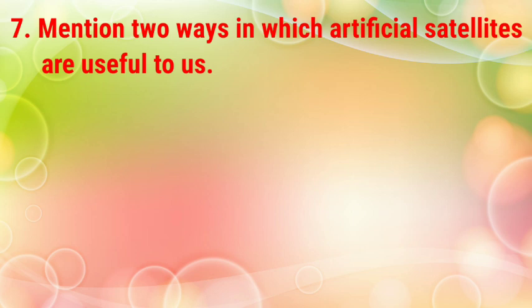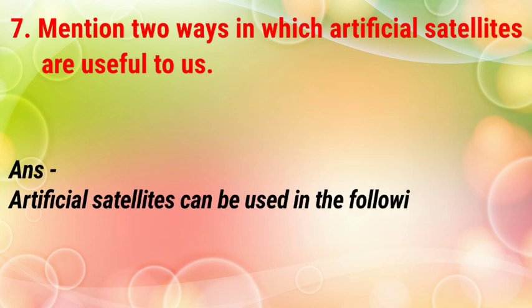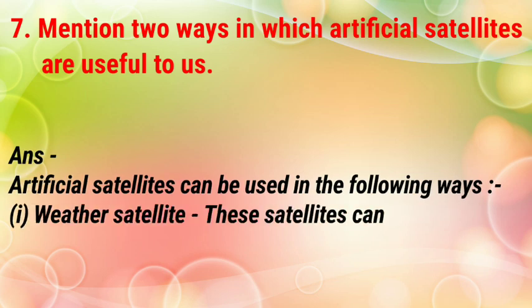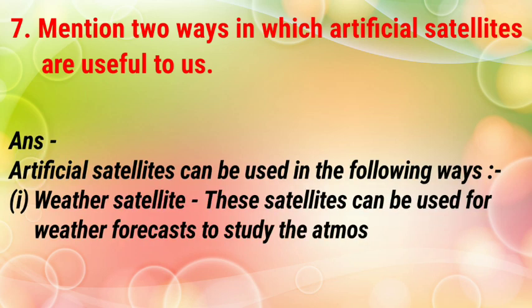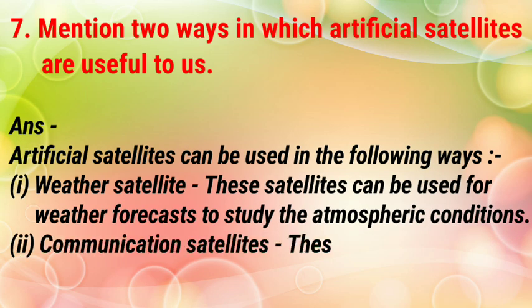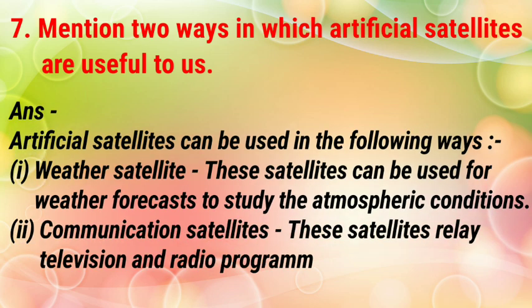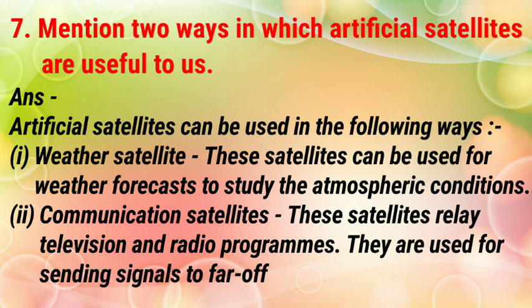7. Mention 2 ways in which artificial satellites are useful to us. Answer. Artificial satellites can be used in the following ways. 1. Weather satellite. These satellites can be used for weather forecasts to study the atmospheric conditions. 2. Communication satellites. These satellites relay television and radio programs. They are used for sending signals to far-off places.